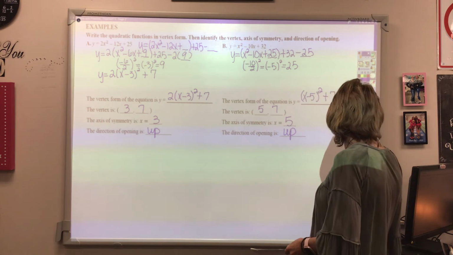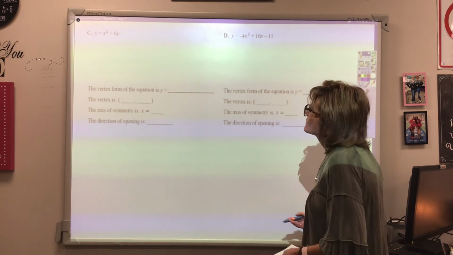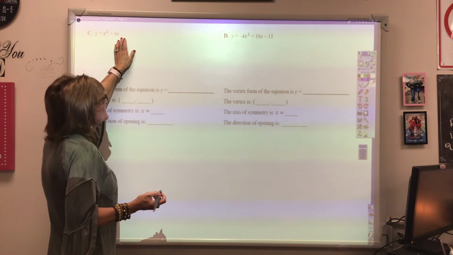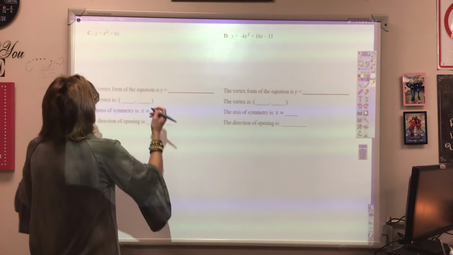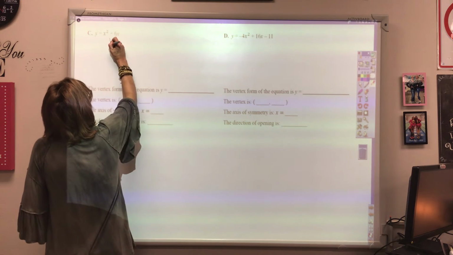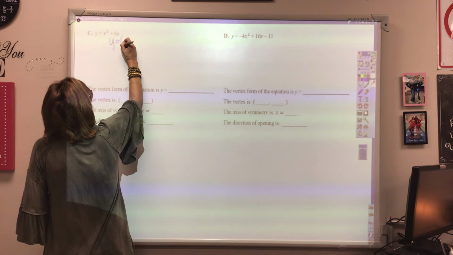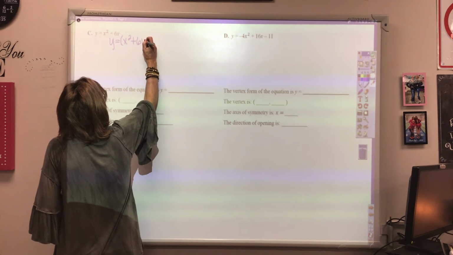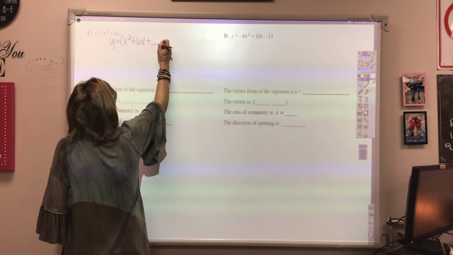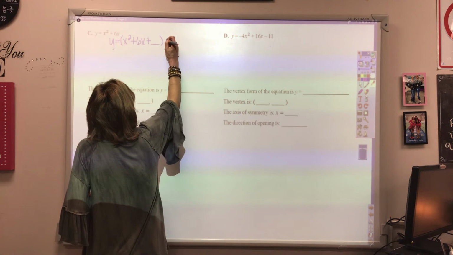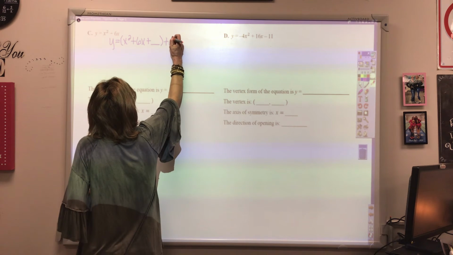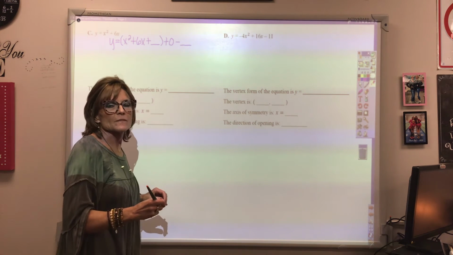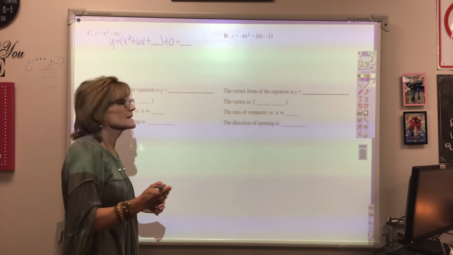Okay, let's try a few more of these. On this one, our C value is 0. So when we work this, we will have y equals parenthesis x squared plus 6x plus a blank. Then outside of the parentheses, you can do plus 0 minus a blank, or you could just do minus the blank. 0 will not change what we get.